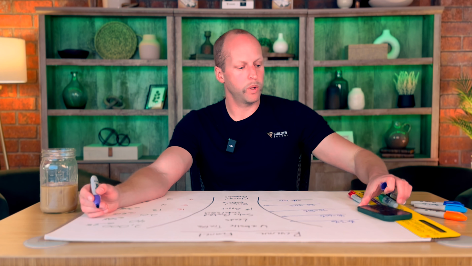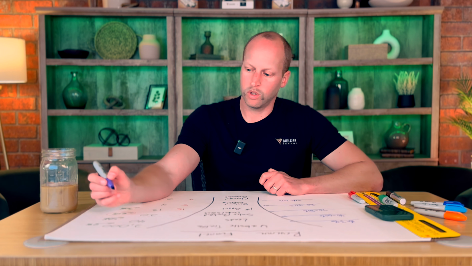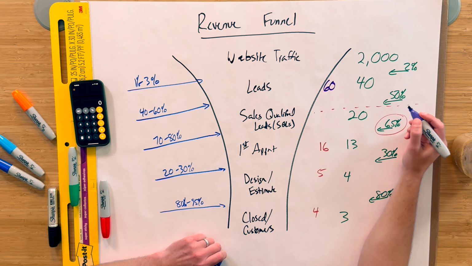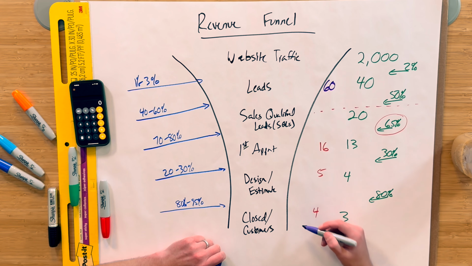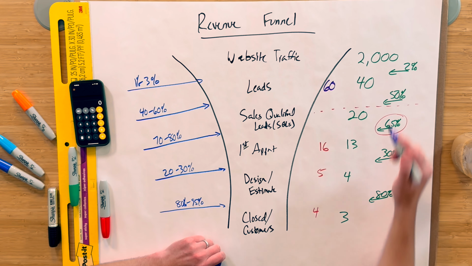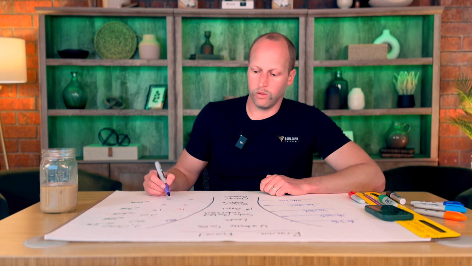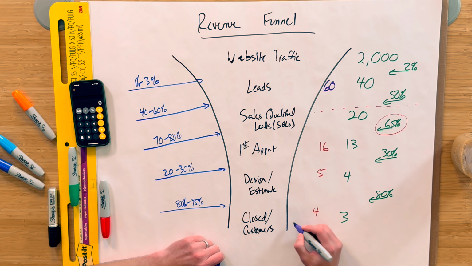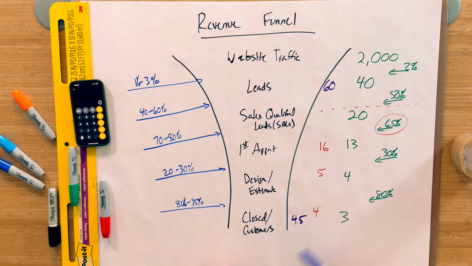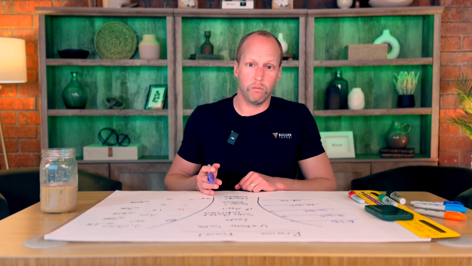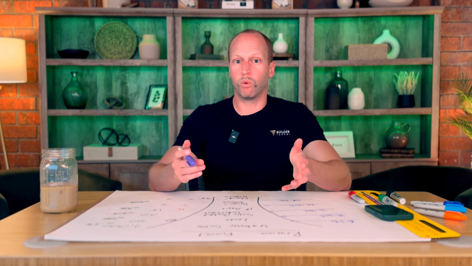If you could get that to 3%, this is going to jump up to 60 leads. And so all the way down, if everything stays the same, we just improved this by 50%. So if we cut to the chase, this is going to go up by 50%, and so this is actually going to be 4.5. Again, that doesn't look like a lot on a small scale, from 3 to 4.5, but that's 50% more customers, 50% more revenue.